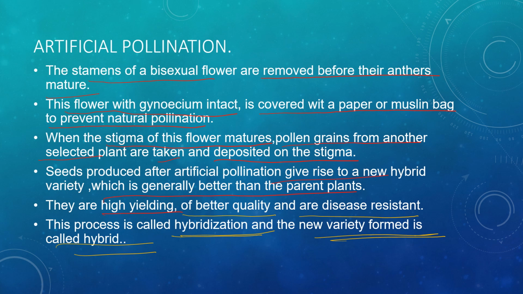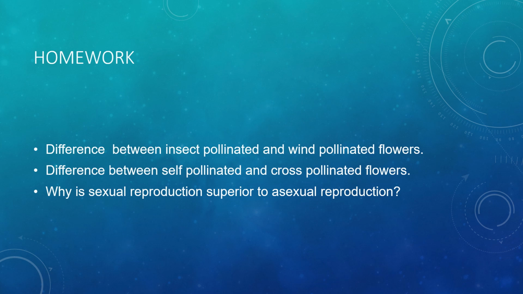Now we have a few questions which you will write. It's homework. It is a very important question. You should write the difference between insect pollinated flowers and wind pollinated flowers. And you should be able to write the difference between self-pollinated and cross-pollinated flowers. So please write these two questions. And there is another one: why is sexual reproduction superior to asexual reproduction?